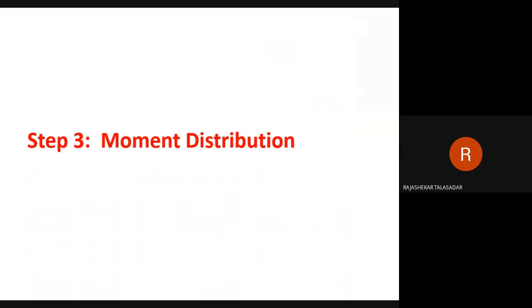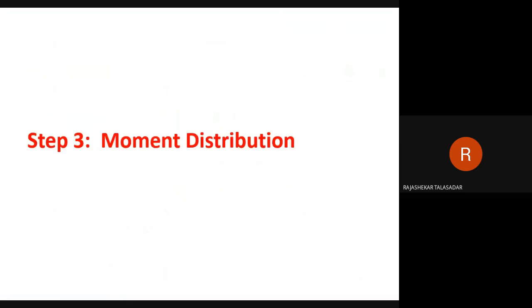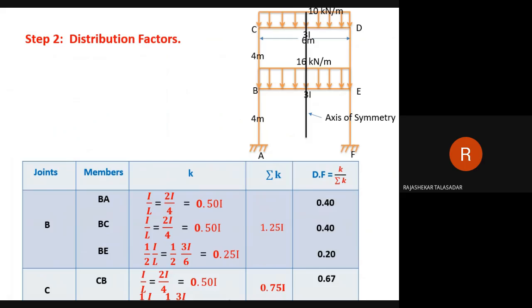Now let me go to the moment distribution table again. First you need to write the joint members, distribution factors, and fixed end moments. At joint A, there is only one member, AB. At joint B, it will be BA, BC, and BE dash. I have written BE dash because we are considering a half member. Similarly, CB and CD dash, because we are considering only the left part.